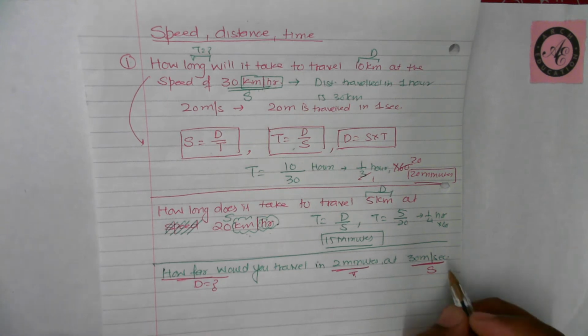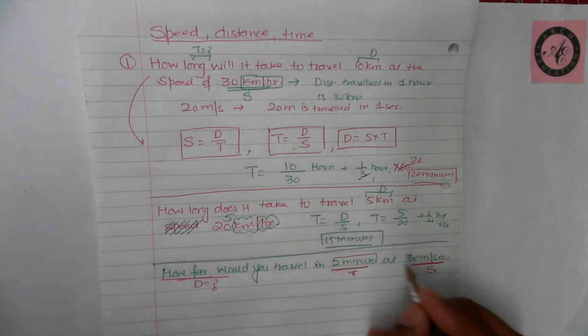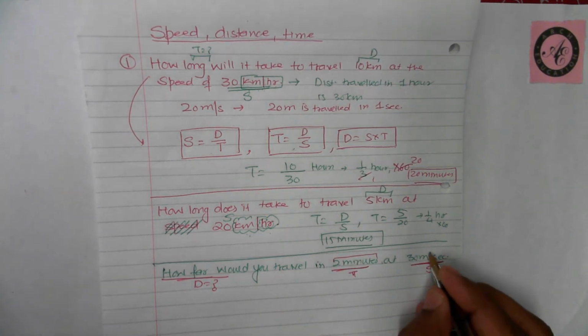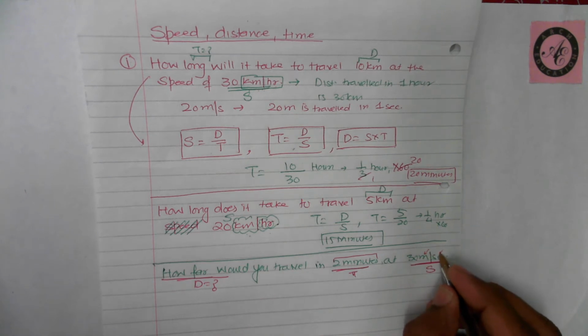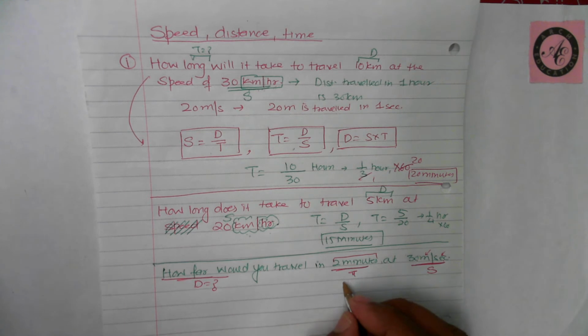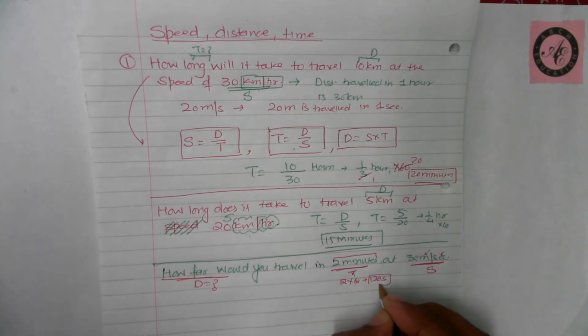But there's a problem. The time is given to me in minutes, and speed has the distance unit as meters and the time unit as seconds. So I have to match it first. I have to change this into seconds. So 2 times 60, this is 120 seconds.